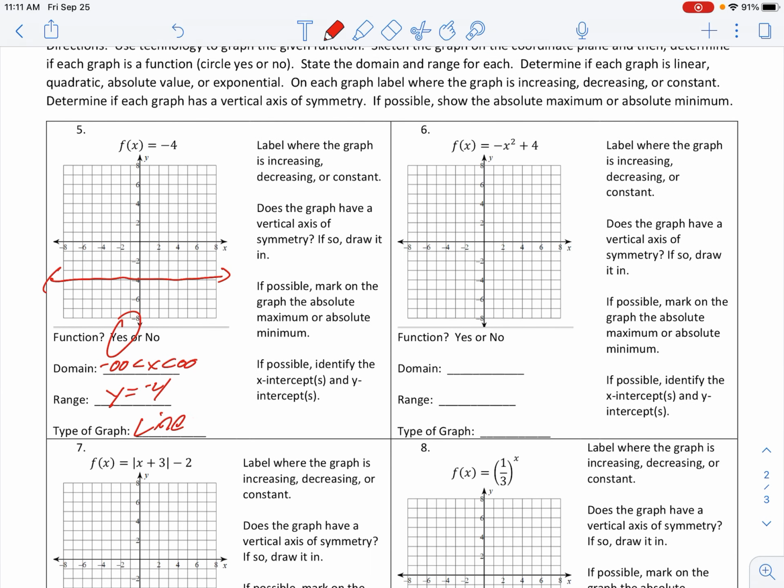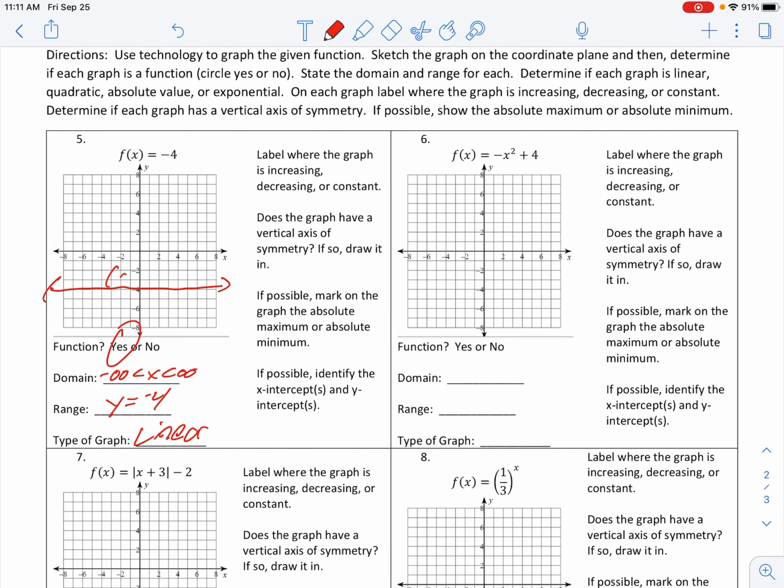This is a linear function. This is a linear graph. It is constant throughout. This is the one graph that does have a vertical axis symmetry. And you could draw that vertical axis of symmetry wherever you would want.